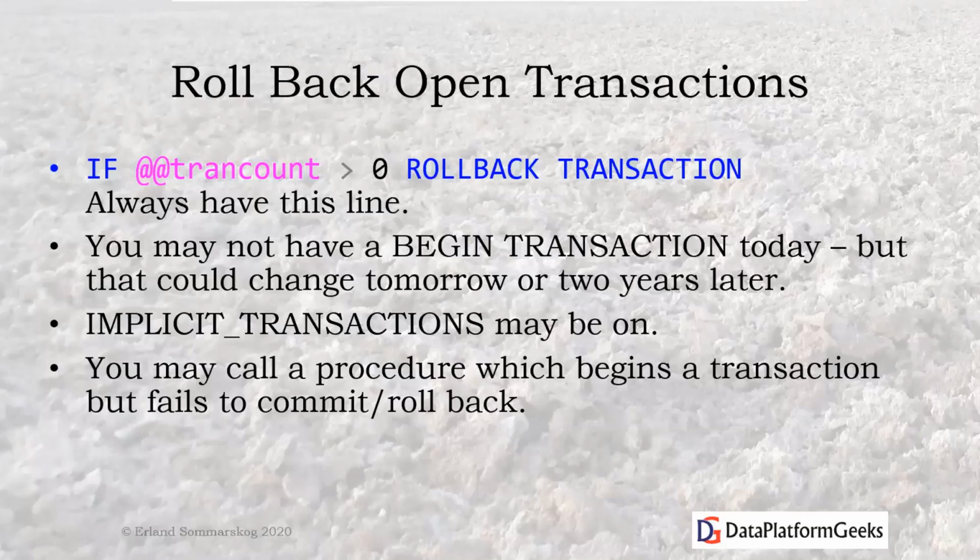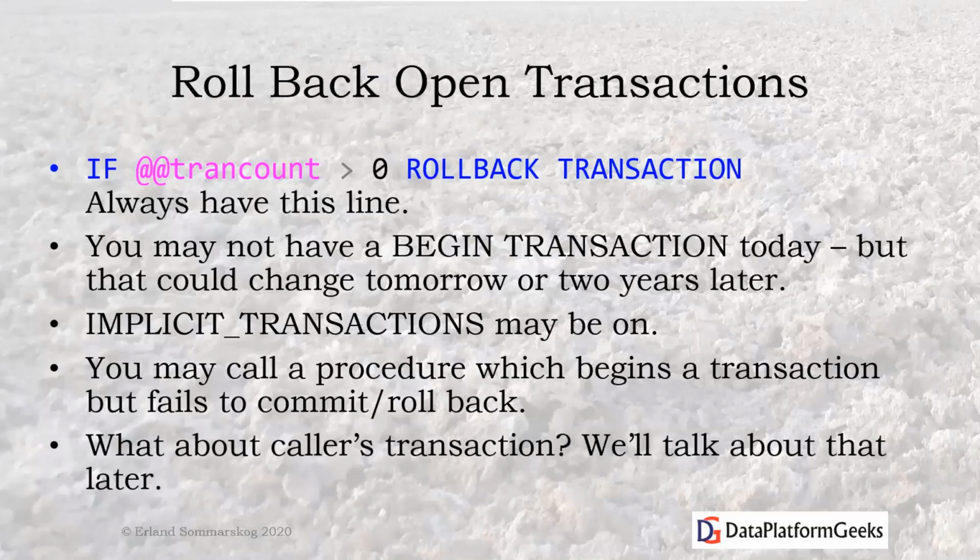It might also be that you're calling a procedure that starts a transaction, but for one reason or another, it fails to commit or roll it back. It could just be that it has begin transaction and the programmer forgot to do commit. But it could also be that it ran into, for example, a non-existing table, a compilation error at runtime, and was not able to catch it. So you need to cover up for that guy. And then you may ask, what if the caller started a transaction? Should I really roll back? Yes, you should, and we will talk about that later.